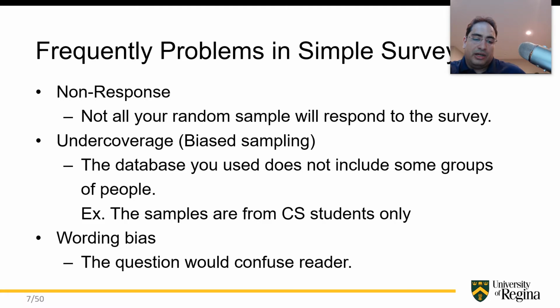Another issue is undercoverage, which is somewhat similar to biased sampling. If you do not select your population randomly enough, or you're not using stratified sampling, or you do not use enough quotas, then the data set that you use may not include some groups of people. So some specific groups may not be there.